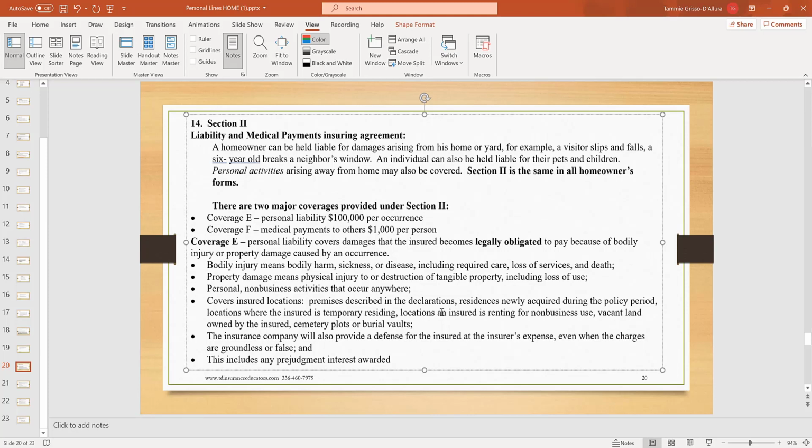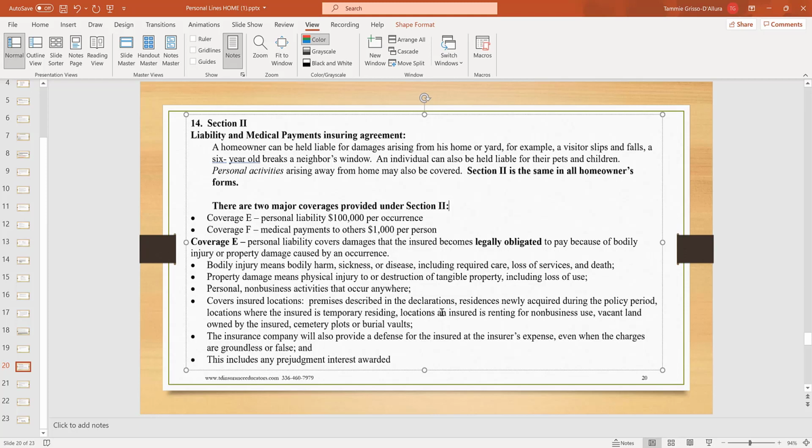Locations an insured is renting for non-business use. If you rent a hotel and you accidentally cause injury to a third party, maybe you're giving a baby shower or a wedding. Vacant land owned by the insured, and any type of cemetery plots or burial vaults.